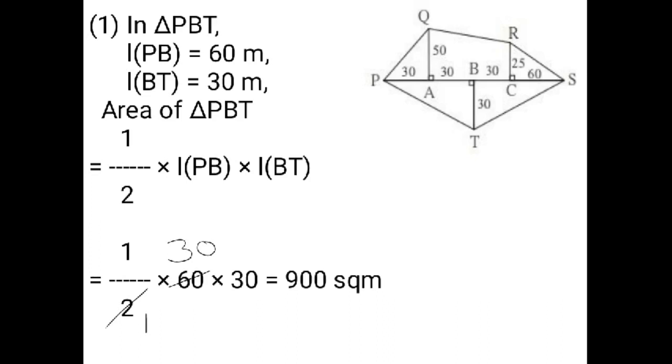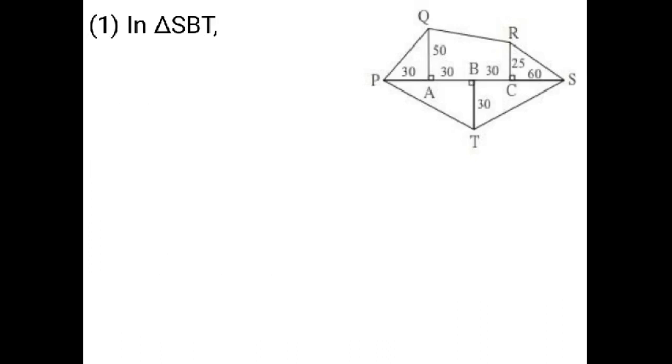Next figure is triangle SBT. In triangle SBT, length of SC plus length of CB is equal to length of SB. That is, length of SB is equal to 90 meter. Length of BT is equal to 30 meter. You have to find area of triangle SBT by using the formula of area of right angle triangle. Side SB and side BT are the sides forming the right angle of triangle SBT.